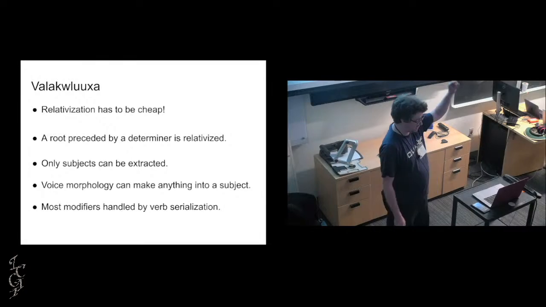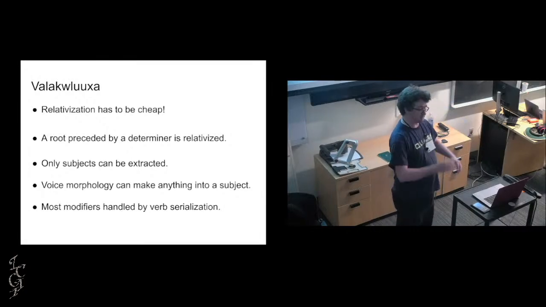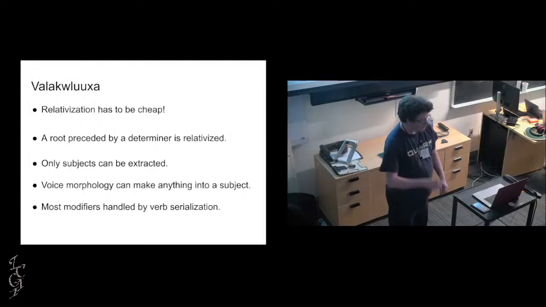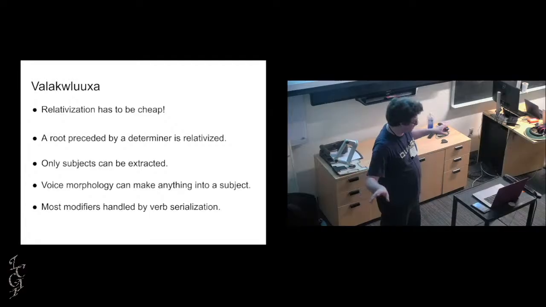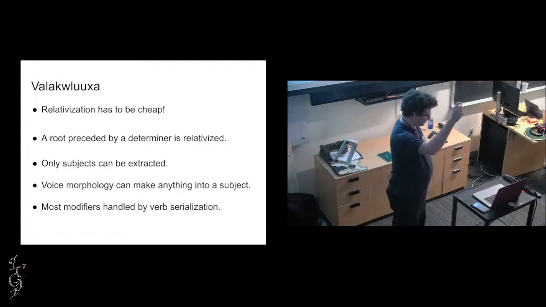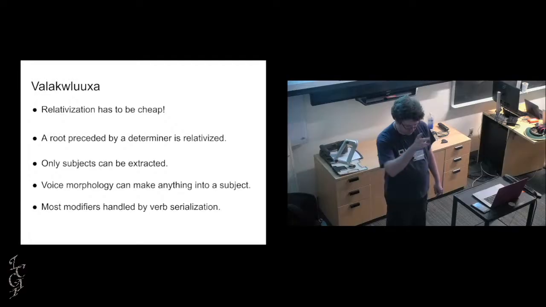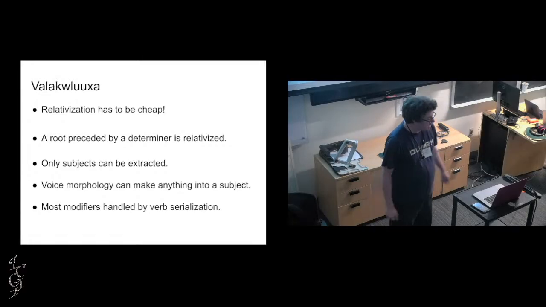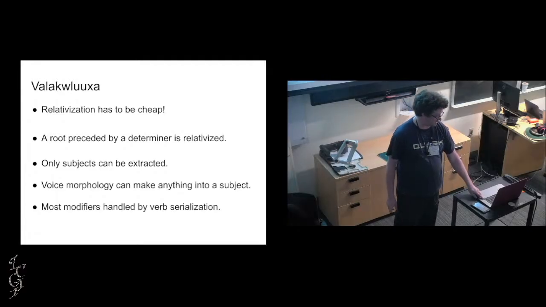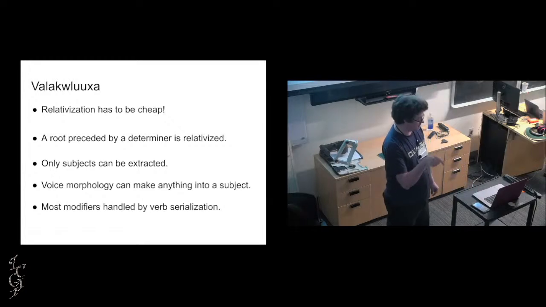So if you have a determiner before the root, then you just assume it is automatically relativized. Only subjects can be relativized, which means we don't need any other morphology for the most common case. You just stick the determiner on there, and we know that we're going to relativize the subject and pull it out of that clause, and that's what we're referring to. There is complex voice morphology, which means that you can turn any argument of a clause into the subject for that extraction. And most modifier positions are handled by verb serialization. You don't need modifiers of referential phrases because there aren't any of those.